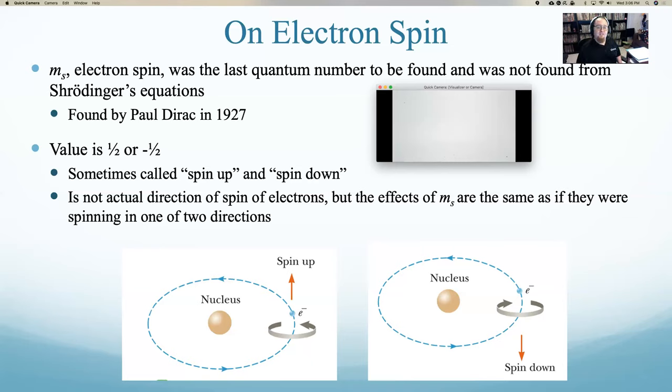But once again, the electron spin is also what causes magnetic fields, as we covered in chapter, I want to say full? I think it was full. Oh, this class, the fourth chapter. So chapter 23. Any questions on that?